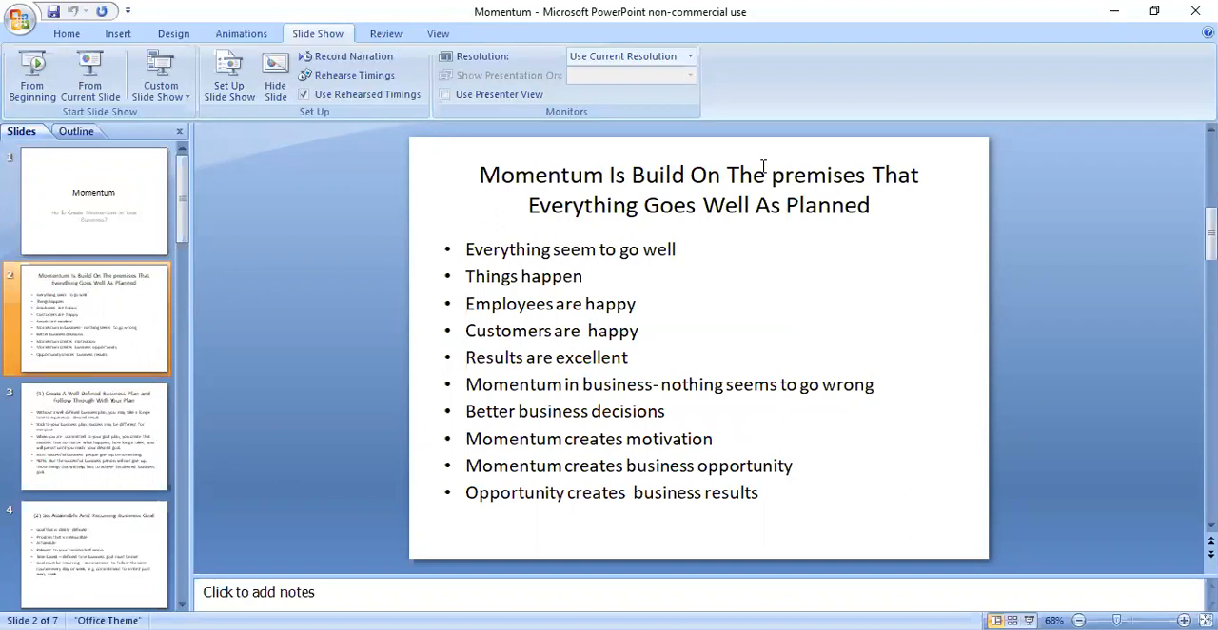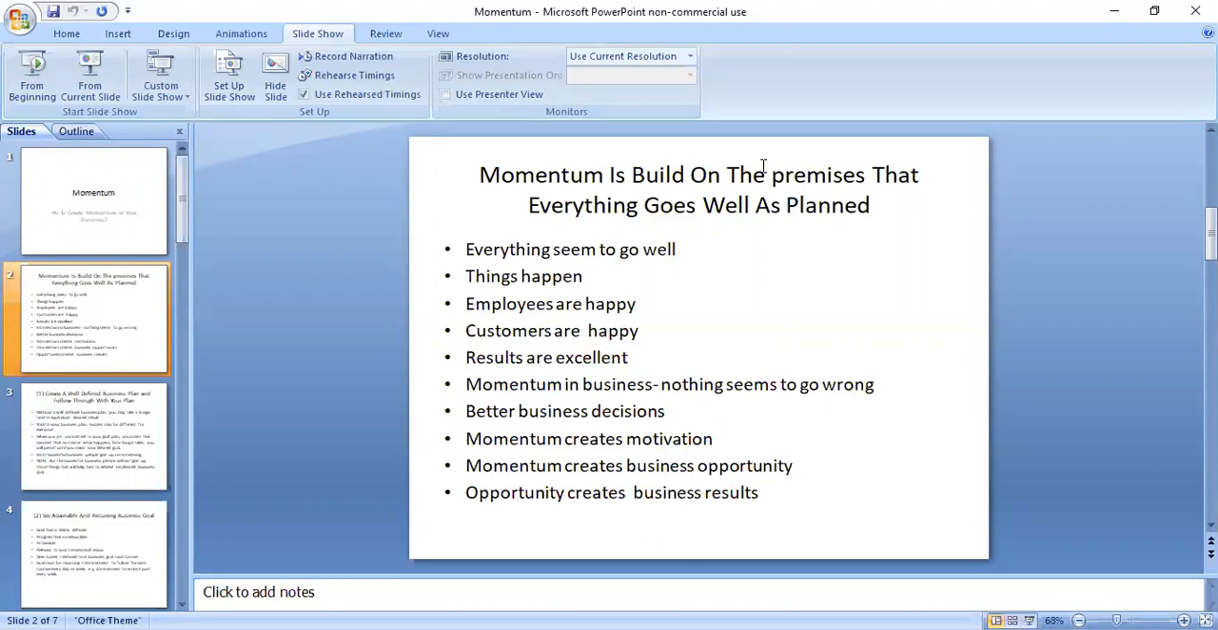Momentum is built on a premise that everything goes well as planned. So in order for you to have momentum, you have to make some preparation, a stage of planning. The same principle applies to business when it comes to momentum. Everything seems to go well. Employees are happy. Customers are happy. And as a result, this leads to excellence, excellence in management, in workers, just about everybody.